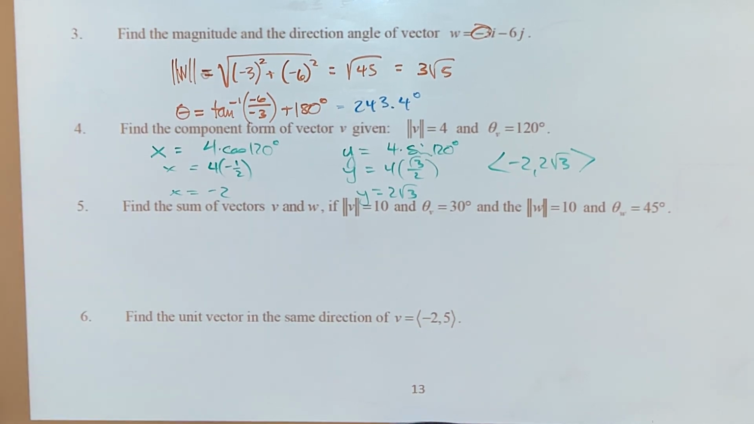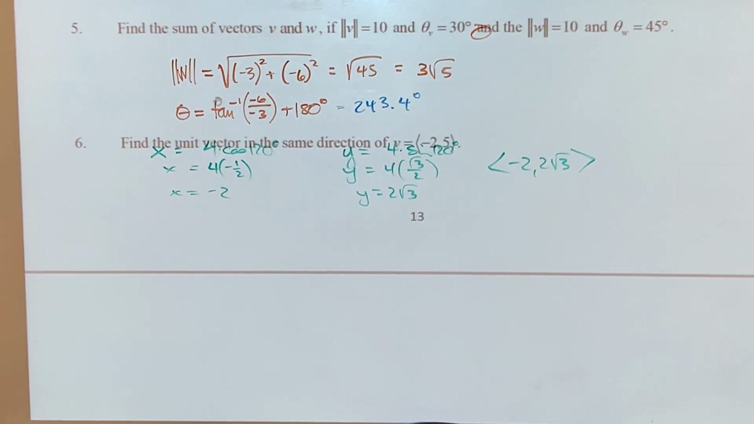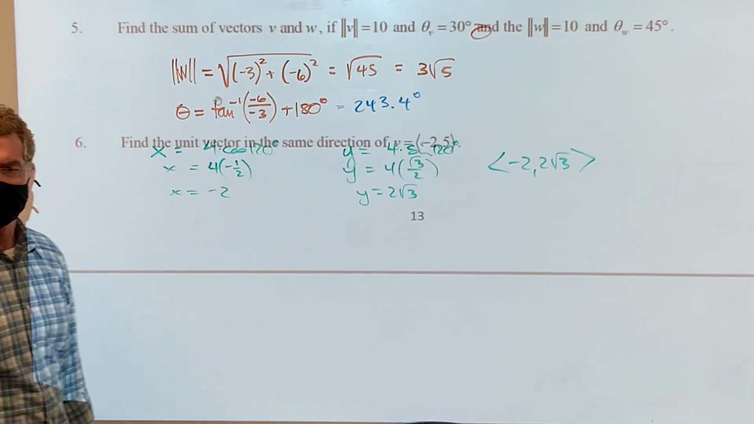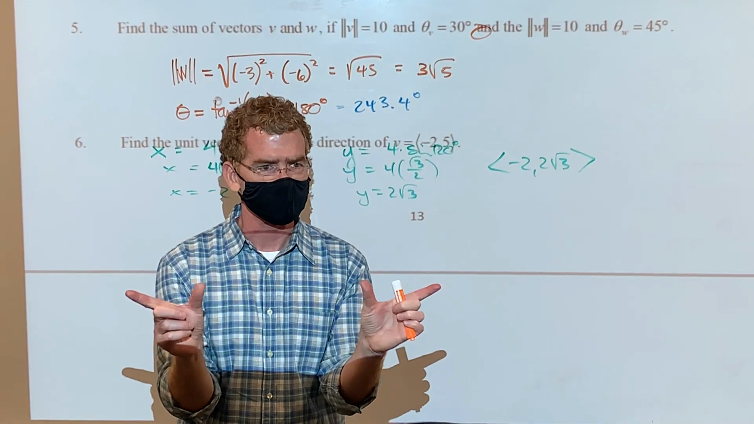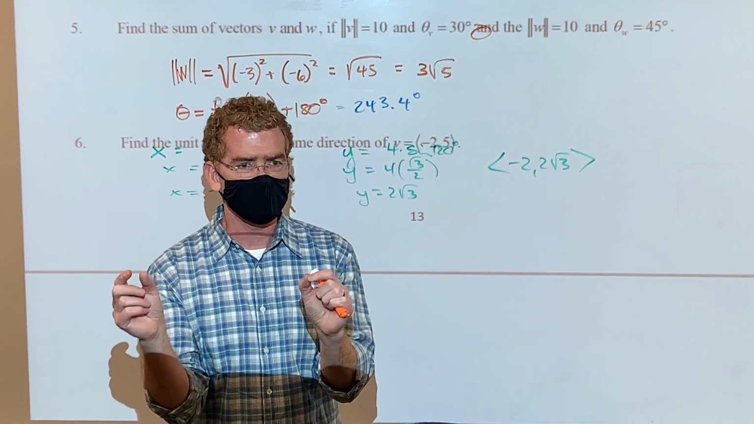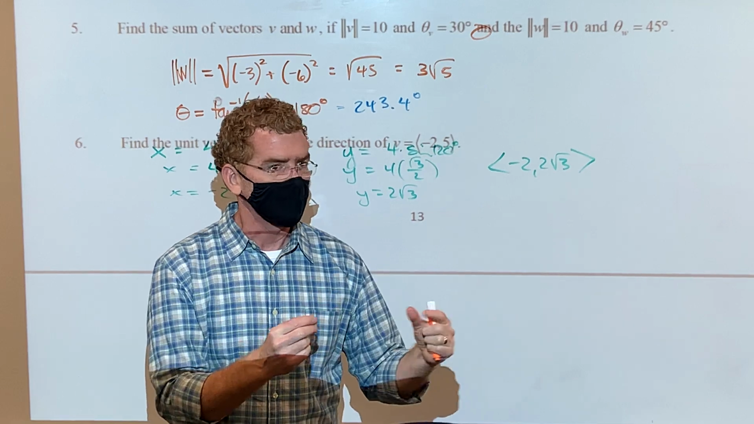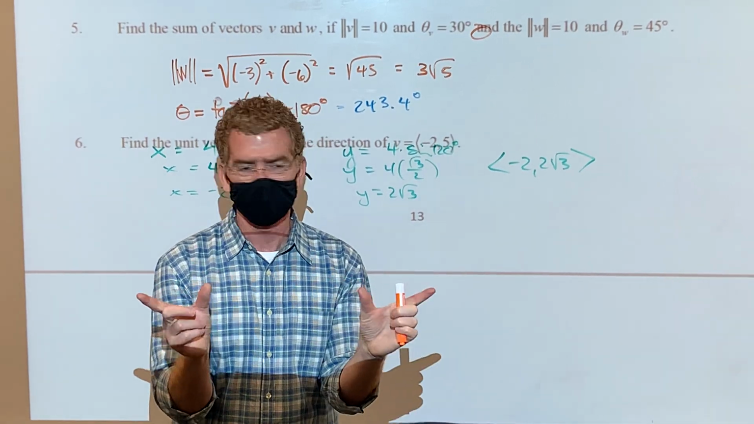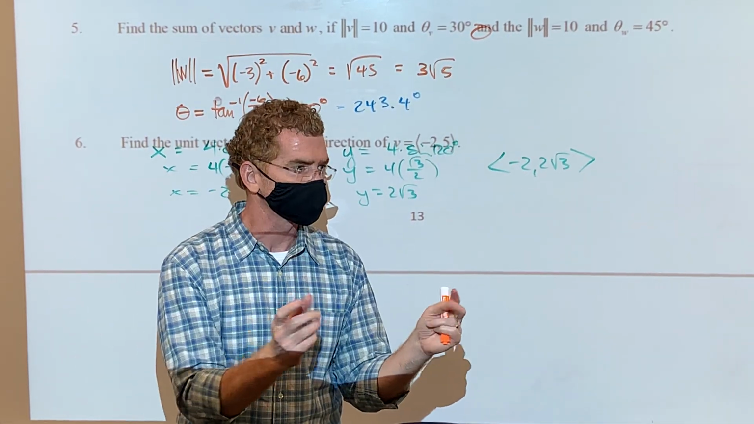All right, what about number 5? It says find the sum of the vectors. And how do you add vectors if they're components? We did that at the end of the day yesterday. How do you add them? Add the x's, add the y's, new vector. And if you have it written in ij form, add the i's, add the j's, right?